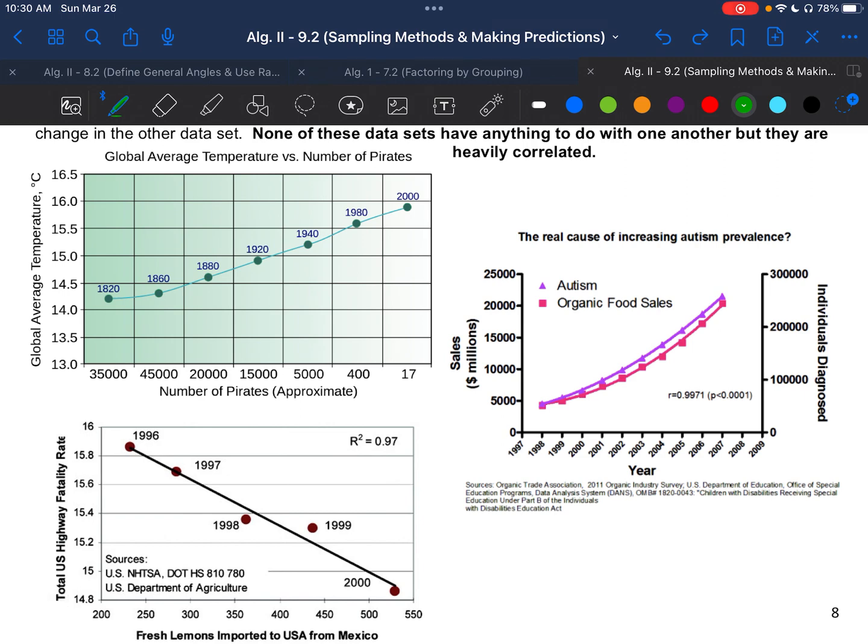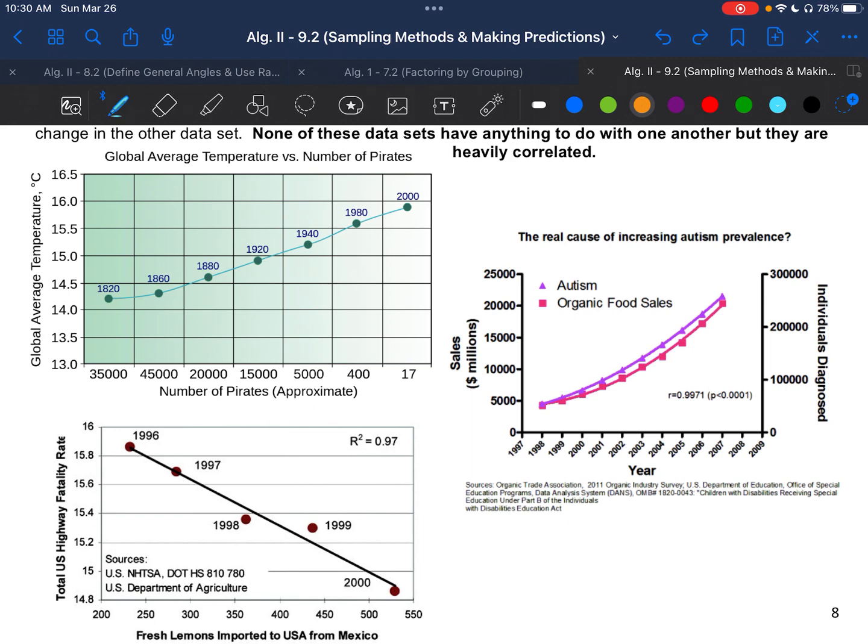correlated. So this first one is quite humorous to me, is the global average temperature, and you can see it going up over the course of the last couple hundred years there, and the number of pirates. Well, you can see the number of pirates is going down, so temperature is going up. That doesn't mean that because we have less pirates now, it's warmer. Not by any means. Although that would be quite funny.